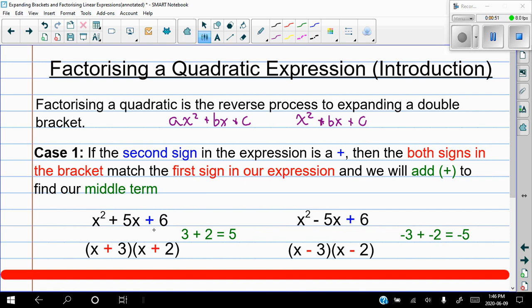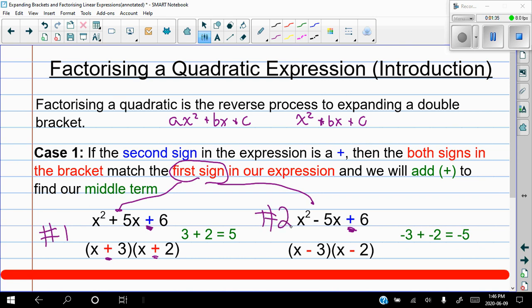First off, you look at your quadratic expression and look for that sign. In both of these, on the left and right, the second sign is positive. Then both signs in the bracket will match the first sign in our expression. So in our first one, number one over here, the signs in the brackets are both positive because that first sign is positive. And in our second one, they're both negative because that first sign is negative in our number two.